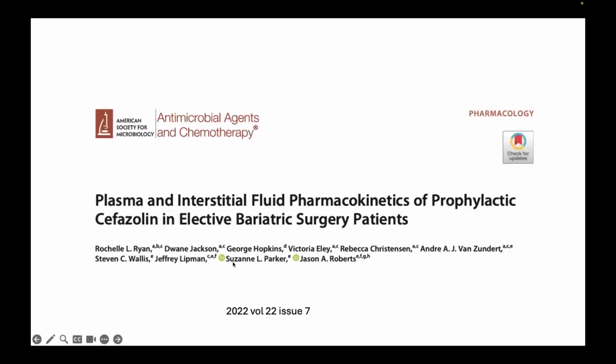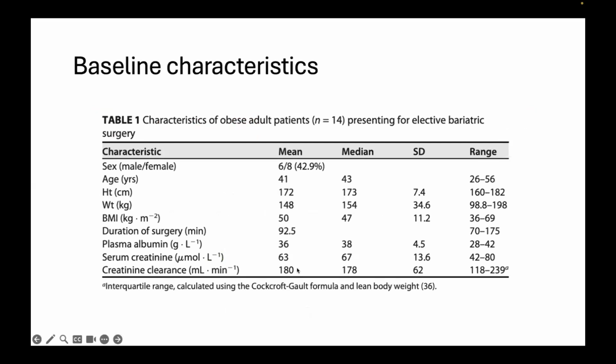So then our group conducted a study in bariatric surgery patients at the Royal Brisbane Hospital, where we gave 2 grams of cefazolin to 14 obese patients undergoing bariatric surgery. There was quite a large BMI range. So the median was 47 with a range of 36 to 69. And the weight was a median of 154 with a range of 98 to 198.